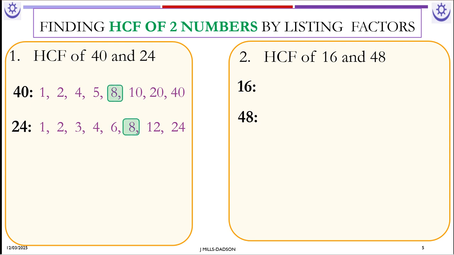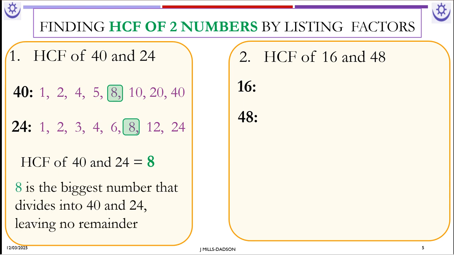So we can say that 8 is the biggest of them all, and therefore highest common factor of 40 and 24 is 8. So what that means is that 8 is the biggest number possible that divides equally into 40 and 24. Now pause the video and see if you can do the second one. HCF of 16 and 48.